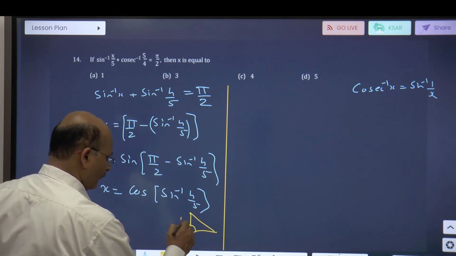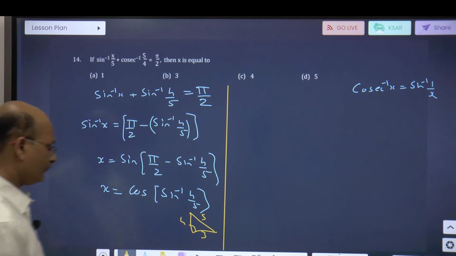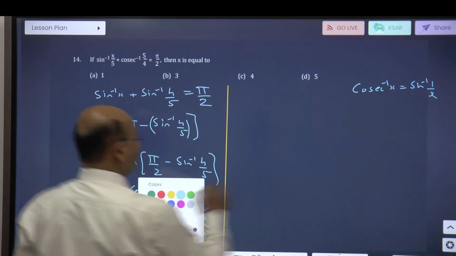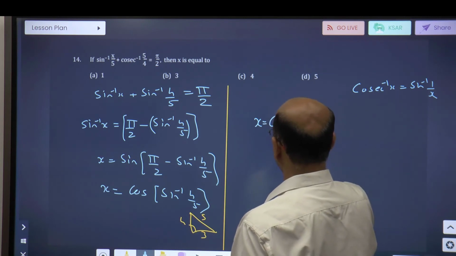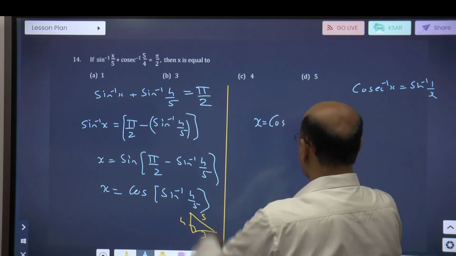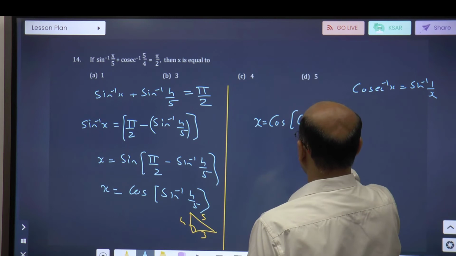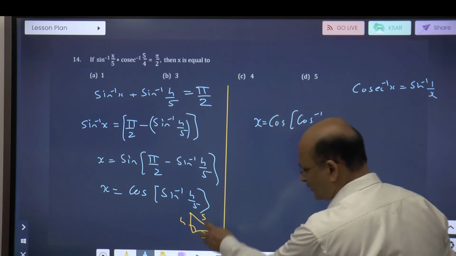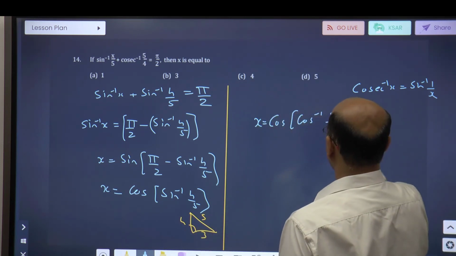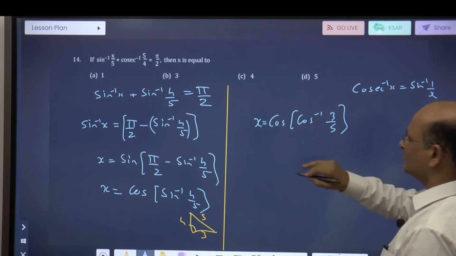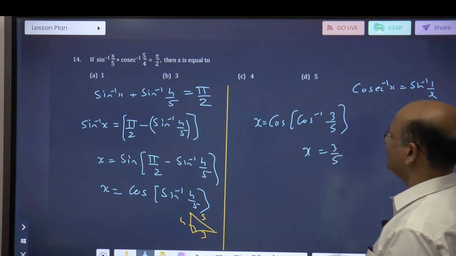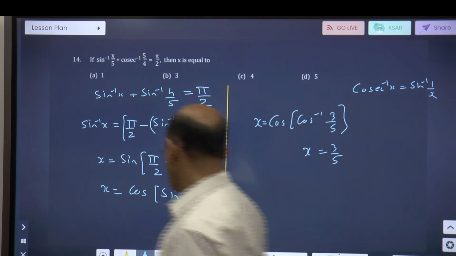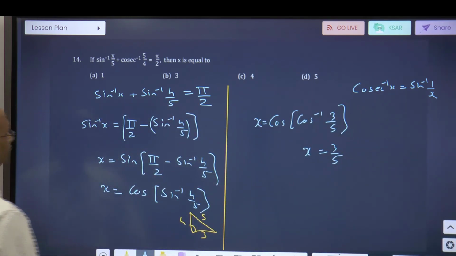Sine ratio है, ये 4 है, ये 5 है, ये 3 है. So यहां से अगर आगे जाता हूं मैं, तो x will be equal to cos of, can you convert it to cos inverse? Yes, I can write cos inverse. Cos का ratio क्या है? Adjacent upon hypotenuse, 3 upon 5. So cos of cos inverse is compatible. So is x equal to 3 by 5? है क्या 3 by 5? नहीं है.